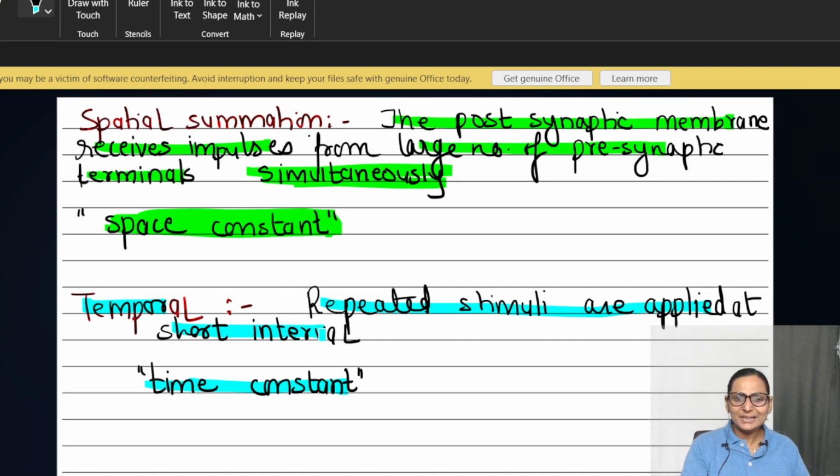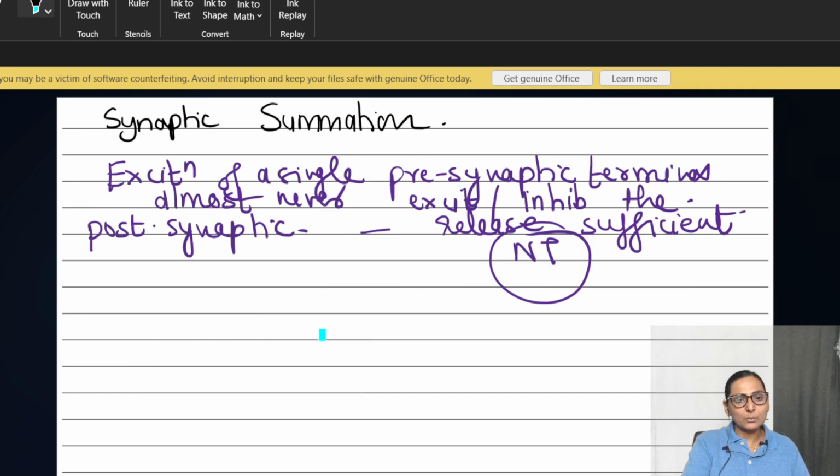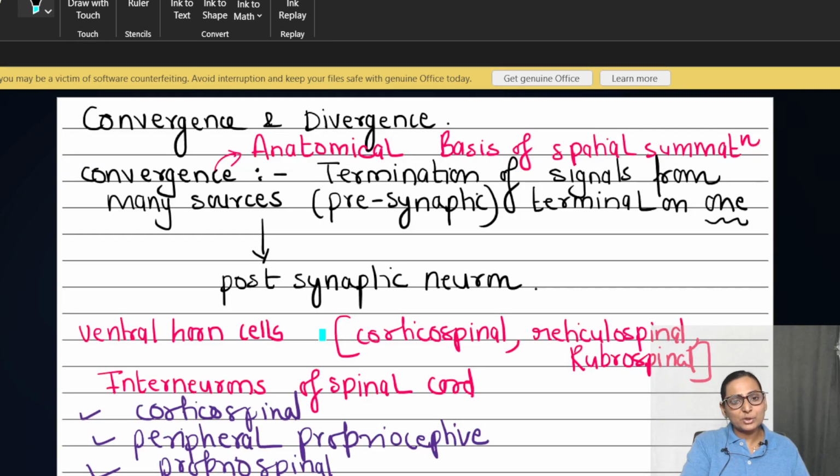So individually each property can come as a BAQ, or definitely all of them going to come together as an LAQ. Now, coming on to the next very important property, what is called convergence and divergence.